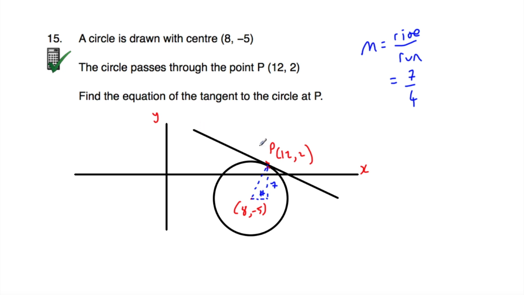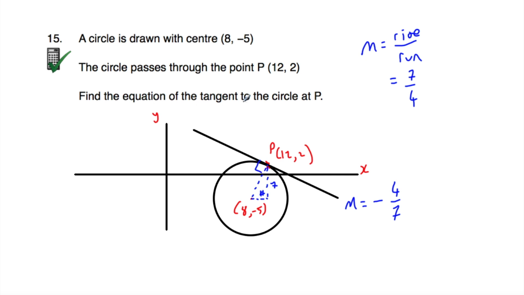Now we want to find the gradient of the tangent. Remember, they're perpendicular to each other, so we're going to do the negative reciprocal of that. It's positive, so we're going to make it negative, changing the sign, and we're going to do the reciprocal of 7 over 4, which would be 4 over 7. So that means the gradient of this tangent is -4/7.